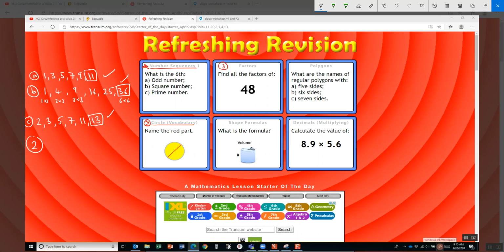All right, question 2. Name the red part. If you can remember, it begins with D, I. Diameter.